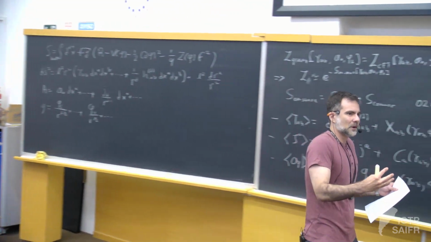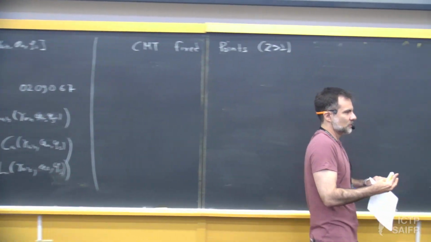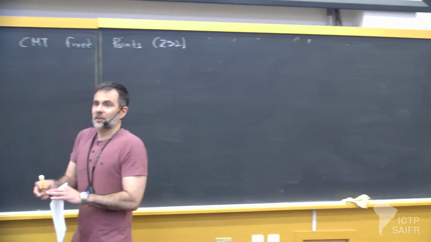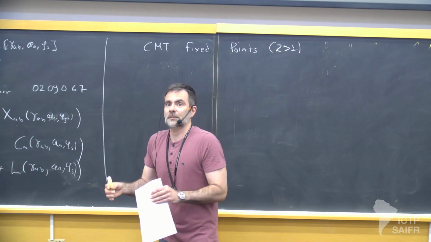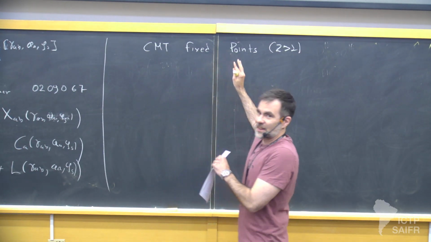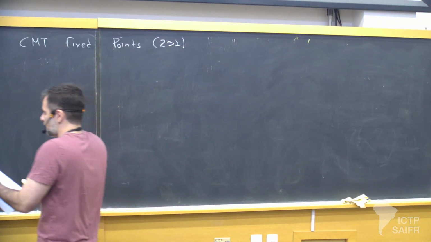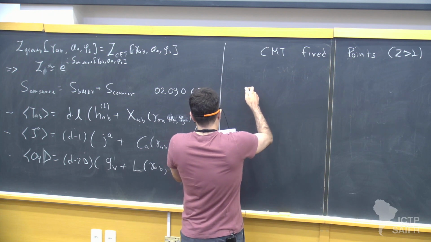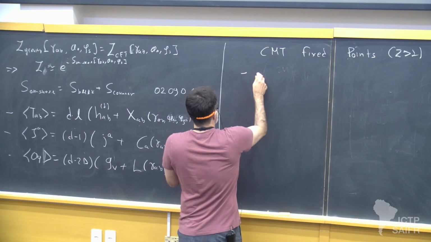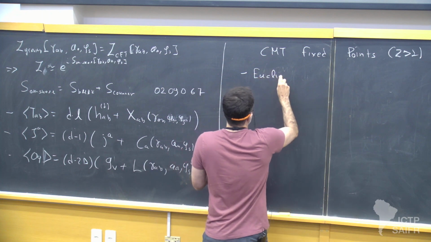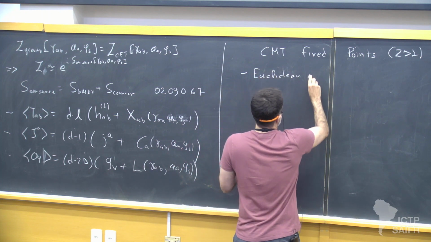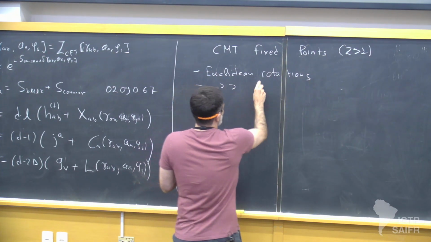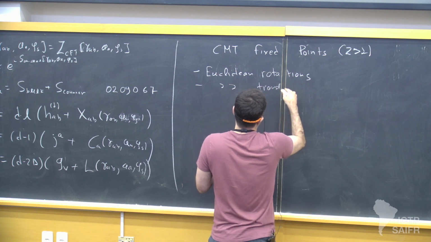What was the nice thing about AdS? The nice thing about AdS is that it was geometrizing Lorentz symmetry, scaling symmetry, and the special conformal transformations. So when I'm in z greater than 1, the symmetries that I want to preserve are basically Euclidean rotations, Euclidean translations and time translations.